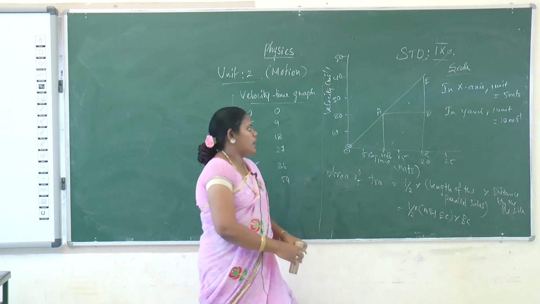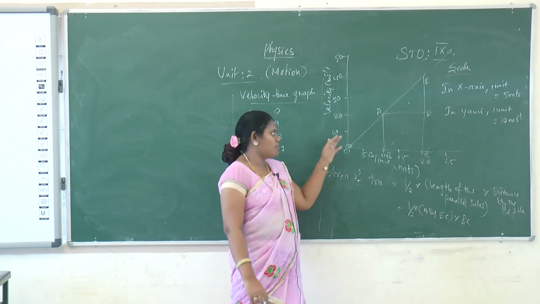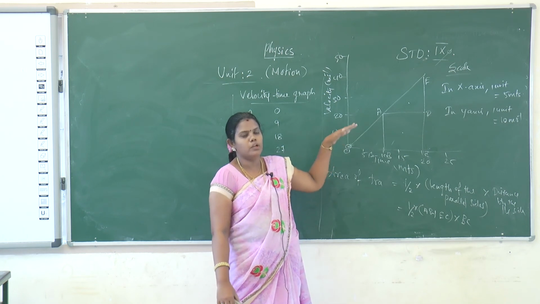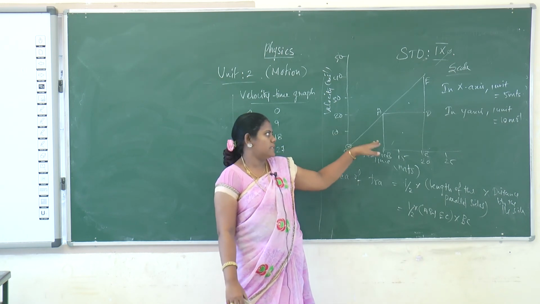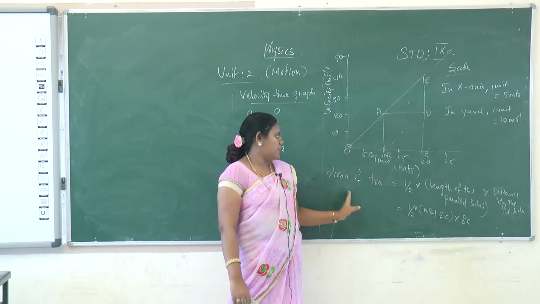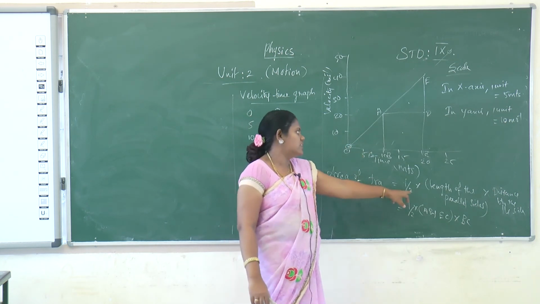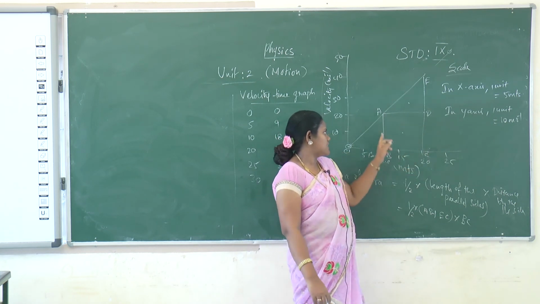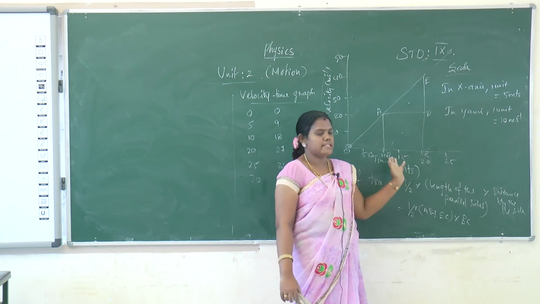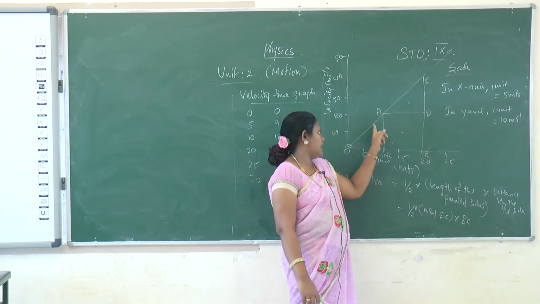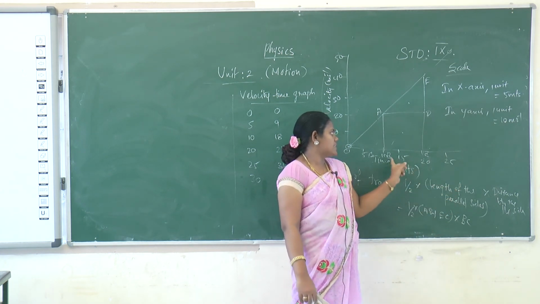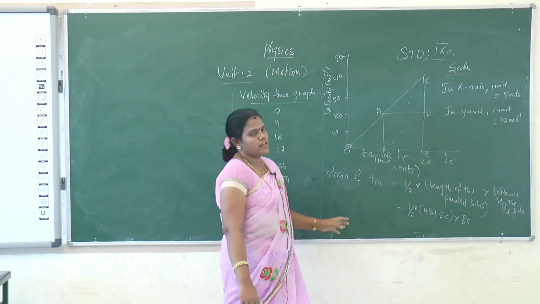So if one object is moving with a uniform velocity, the graph will be plotted, and the area under the straight line gives the distance covered. That area will be in the form of a trapezium. Area of a trapezium is equal to half into the length of the parallel sides into the distance between the two parallel sides. So the length of the parallel sides is AB plus EC, into the distance between the parallel sides, which is BC. That is the area of the trapezium.